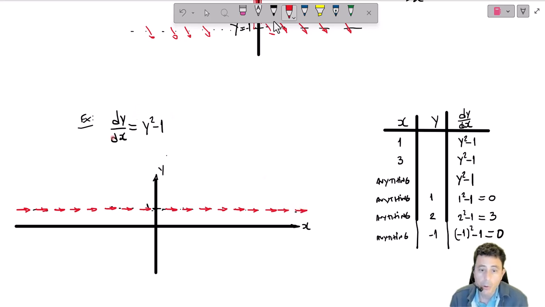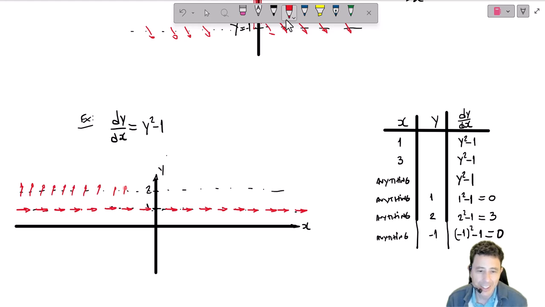We don't know what the original function is, what the y equals something is, right? We don't know what the original function is, but we know the slopes. And if the function crosses here, if the function is here somewhere, the slope is 0. If, let's say, y is 2, now we're in this line. This means that the slope is 3, so the derivative is very steep. It's almost vertical, right? It goes upward like that.